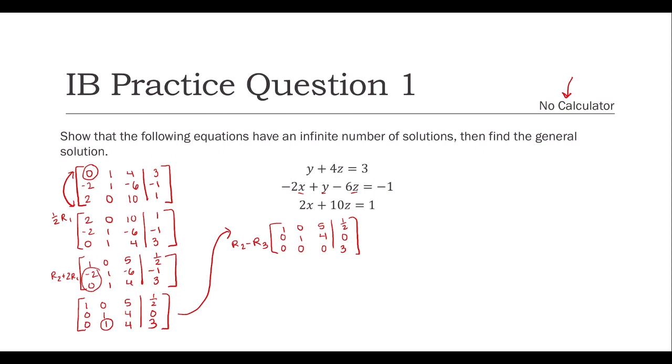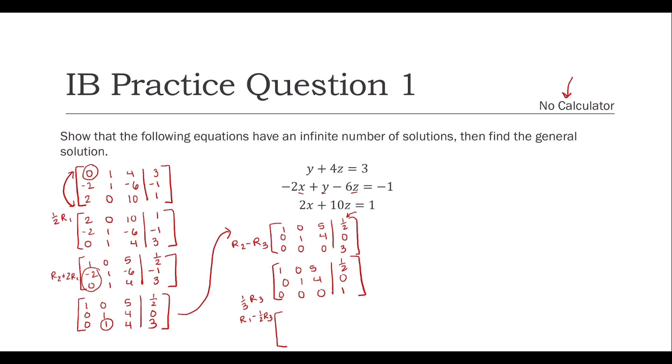We can simplify the third row by multiplying it by 1/3. So we'll have row 3 times 1/3. So 1, 0, 5, 1/2. 0, 1, 4, 0. 0, 0, 0, 1. We can also adjust this first row by taking row 1 minus 1/2 row 3. That way we can turn this into a 0.